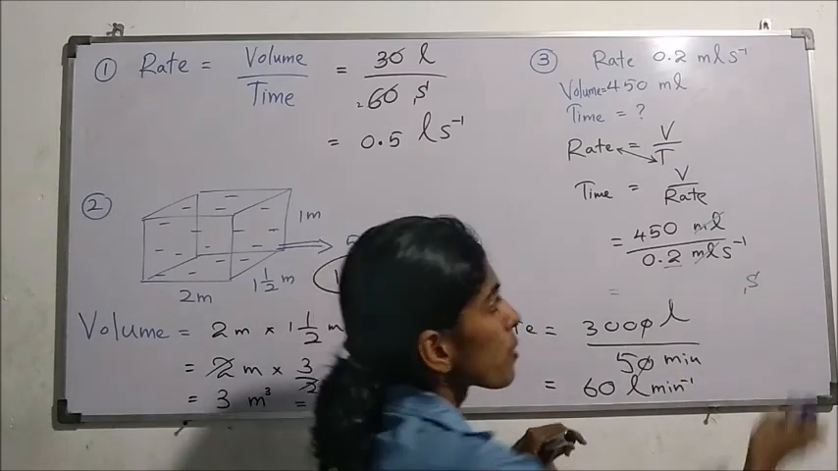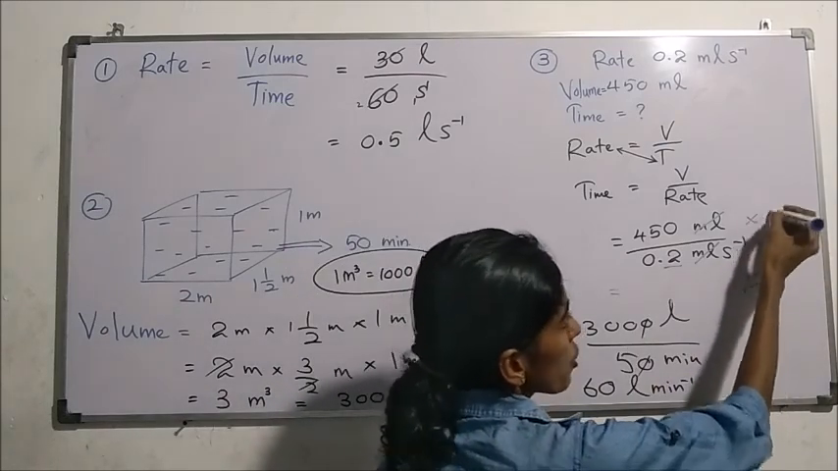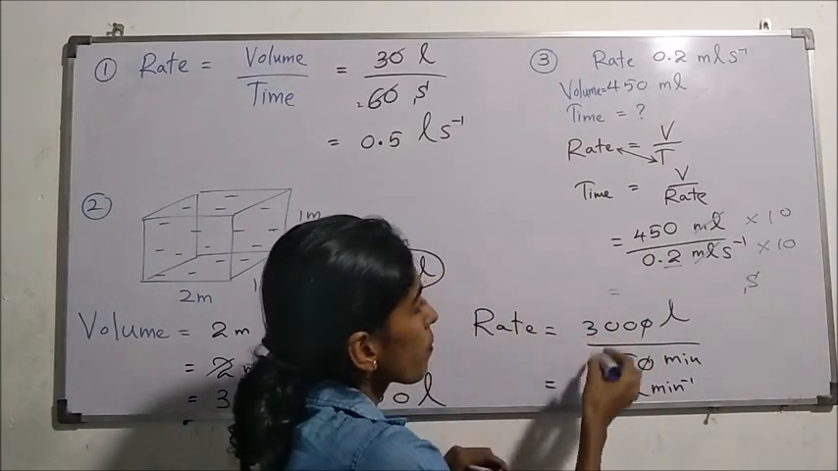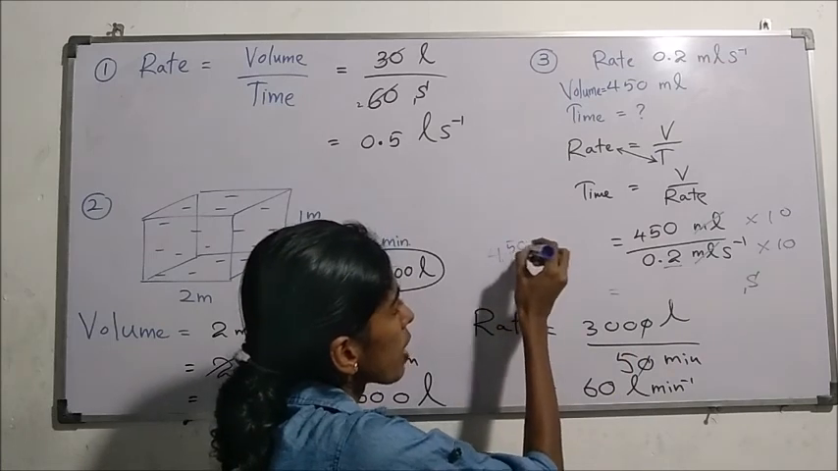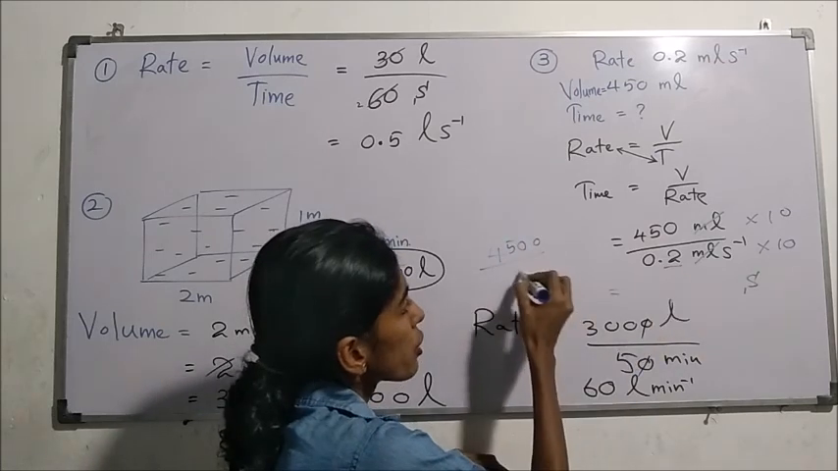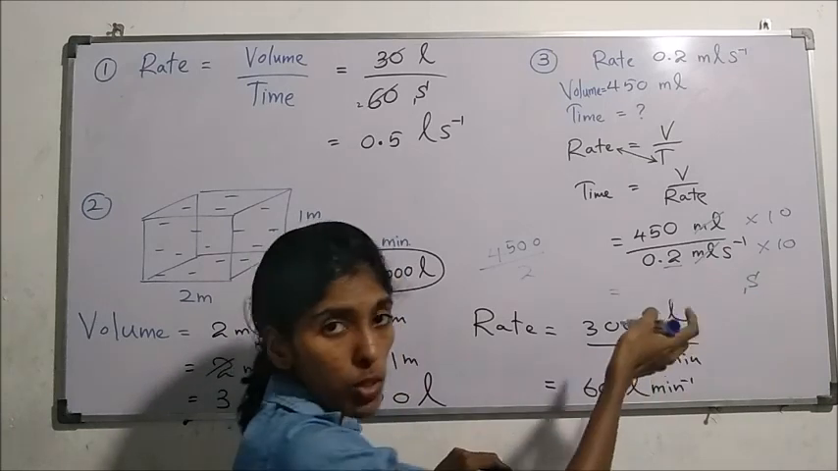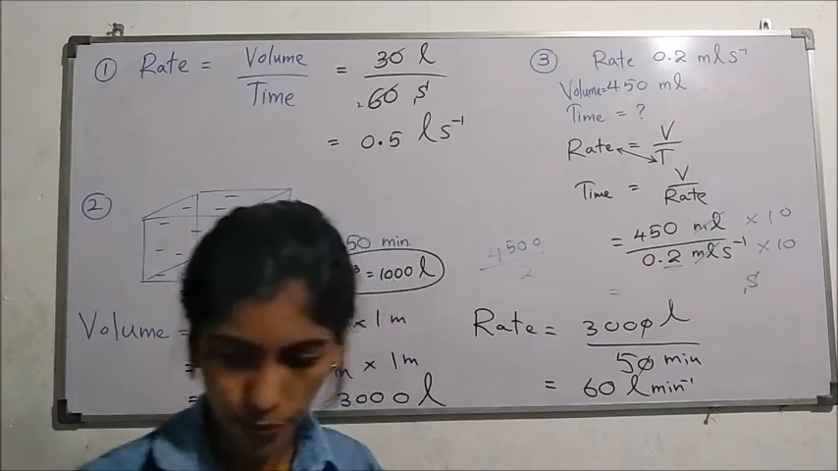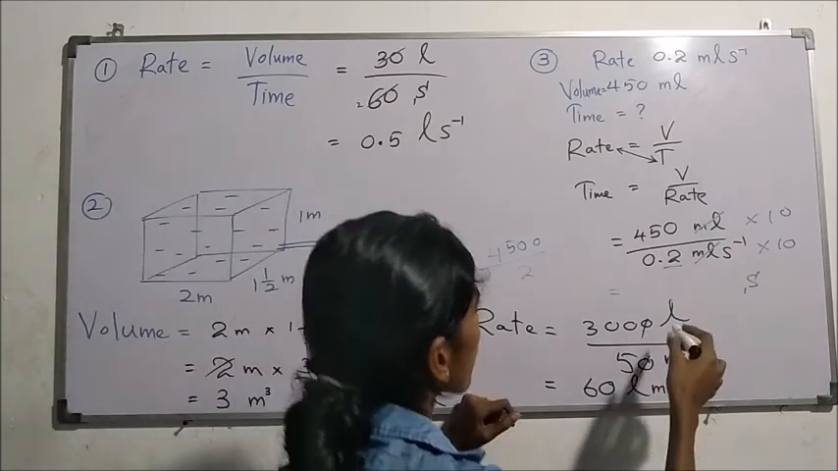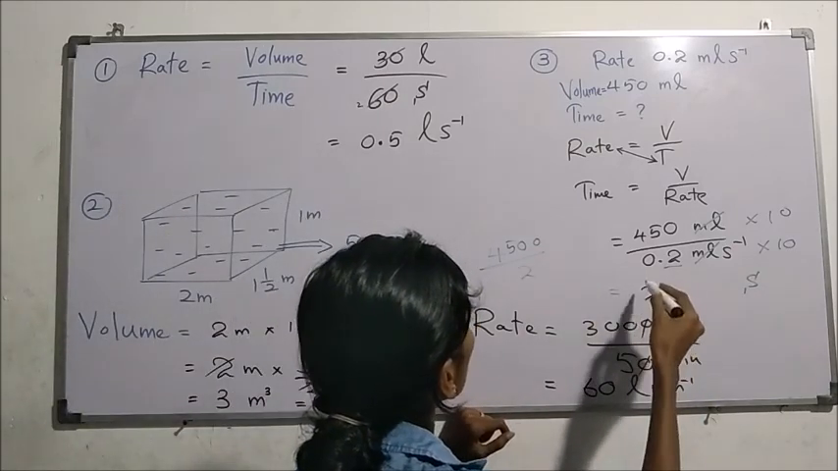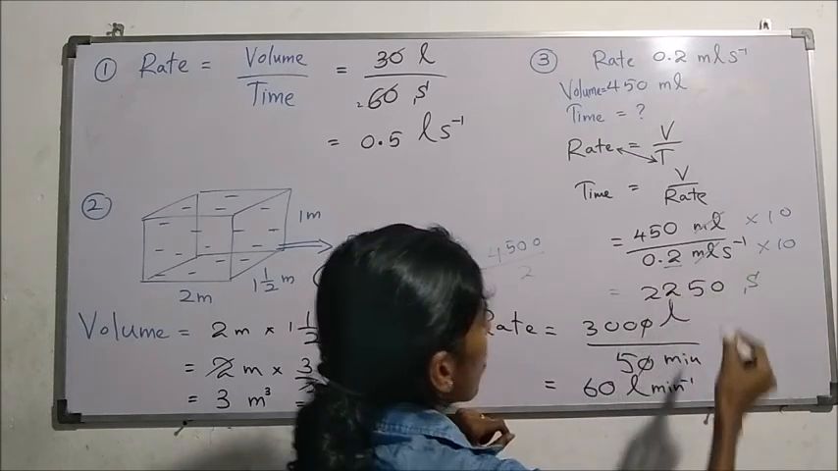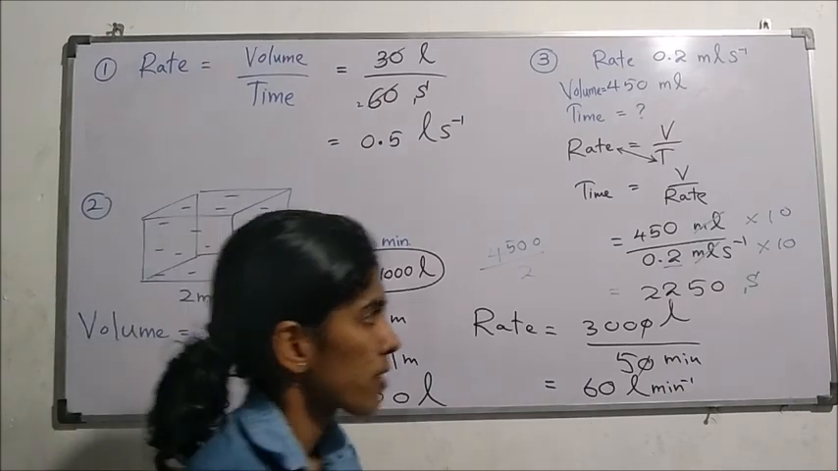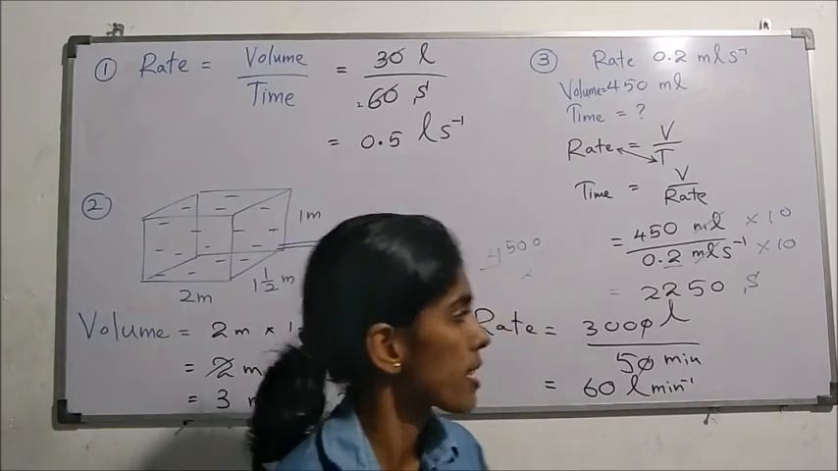Only one decimal place. So you better multiply it by 10, numerator also by 10. It's like equivalent fractions, okay? So what will come? 4500 divided by 2. This 0.2 becomes just 2 when we multiply by 10. And now simply we can divide this. 2250 seconds. Now we know that 1 minute has 60 seconds.